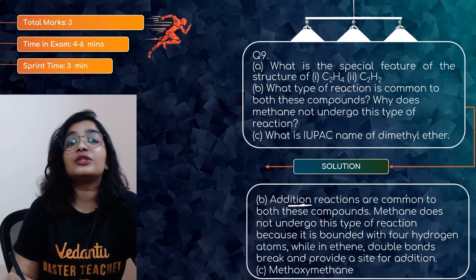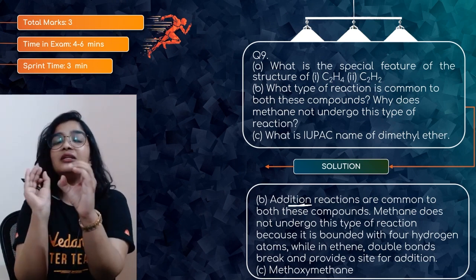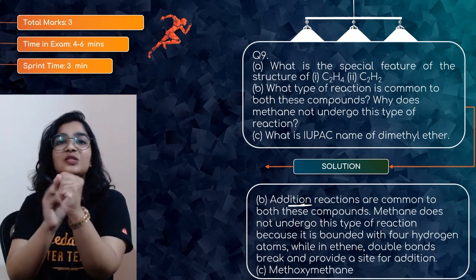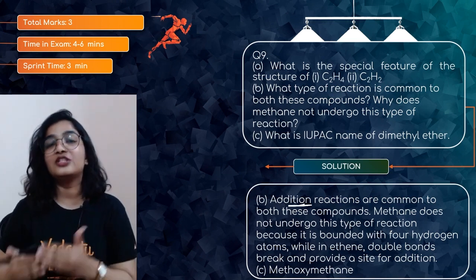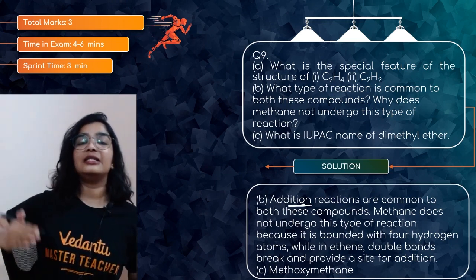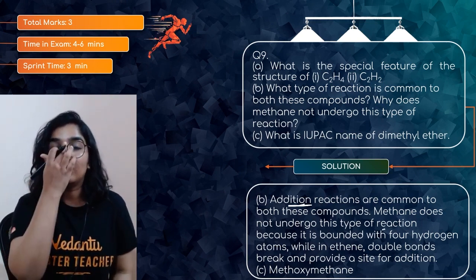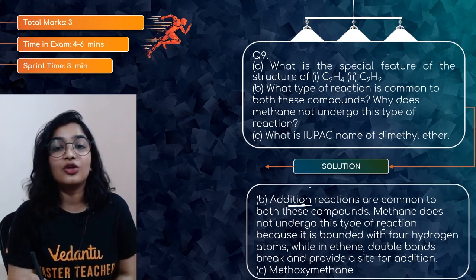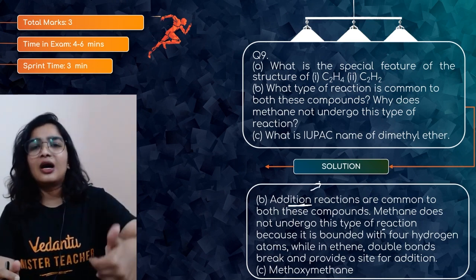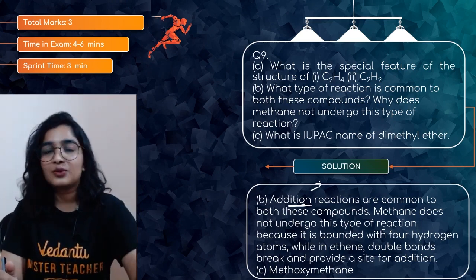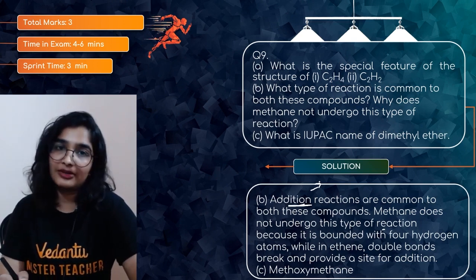So it undergoes substitution because you have only one carbon atom in methane and its valency has been satisfied by the single bonds, which are stable and stronger than those in alkenes and alkynes, right? So that is the reason methane will undergo substitution reaction, not addition reaction, whereas C2H4, C2H2, that is ethene, ethyne, will undergo addition reaction.